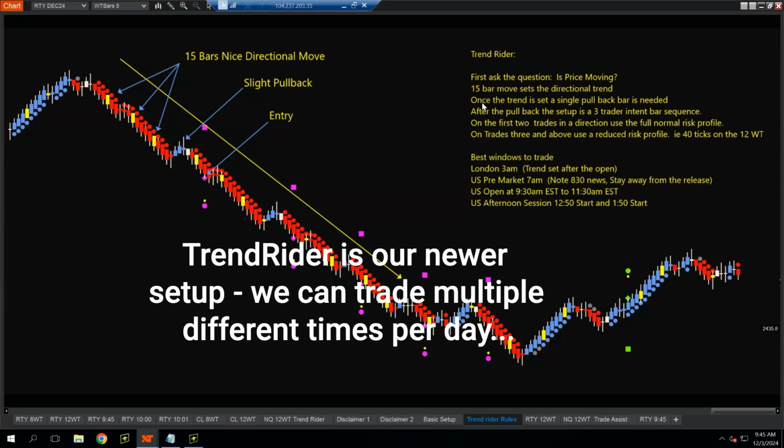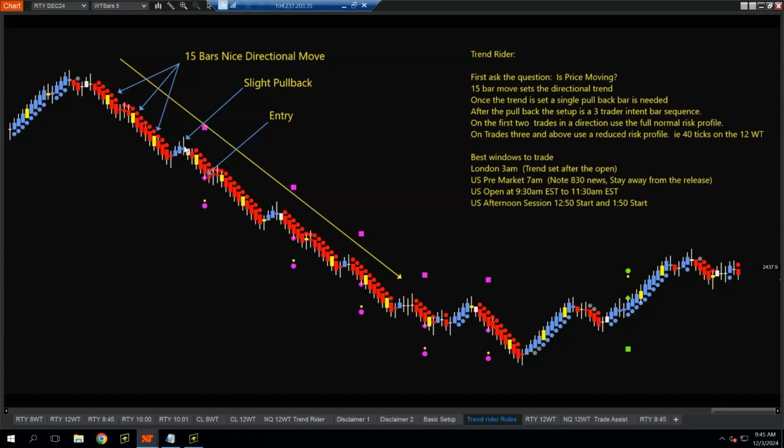All right, let's go over the very specific rules for TrendRider. We need a 15-bar move in a direction to set the trend, right? That's what this impulse move does right here. After that, we need a pullback. The more shallow that pullback, the better. Because if it's a shallow pullback and then it follows through, the setup is going to be the pivot that was set by the impulse move. That, for me, is an A+ setup.